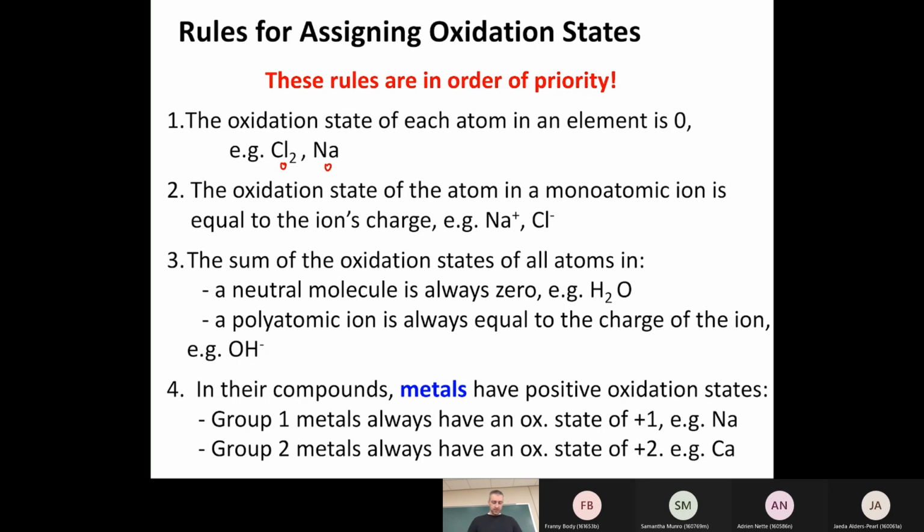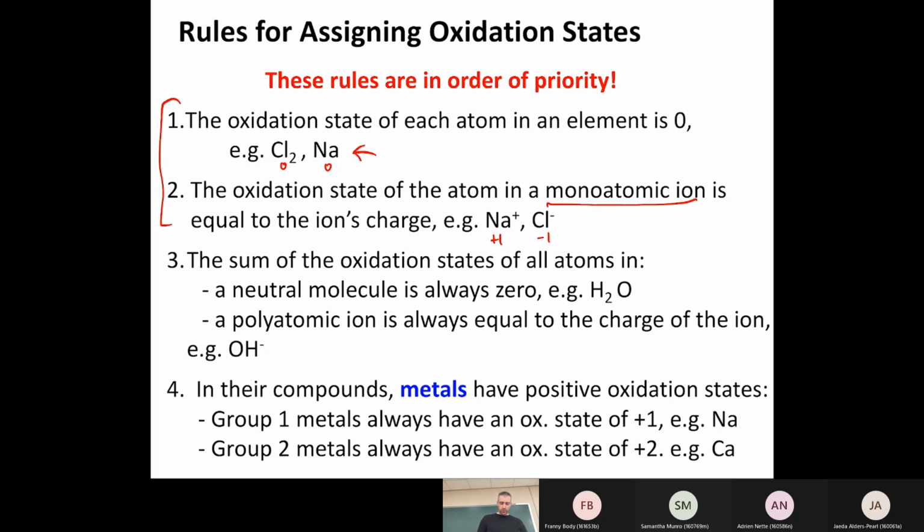And actually, if you look at this, some of these rules can probably be combined. So the second rule says that if you have a monoatomic ion, a single atom, whatever the charge is will be its oxidation number. So sodium plus would have an oxidation number of +1, chloride would have -1. So you could combine rules 1 and 2 and just say whatever the charge is, that's the oxidation number, because these are all neutral.